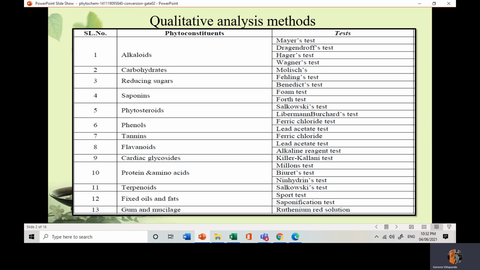For example, to determine the alkaloid content of a plant, we must undergo Mayer's test, Dragendorff's test, Hager's test, and Wagner's test. Another example: if we are looking for the phenolic content of a plant, we perform the ferric chloride test and the lead acetate test. You can see there that each number is aligned with the test required for finding its phytoconstituents.